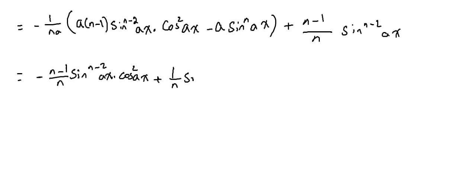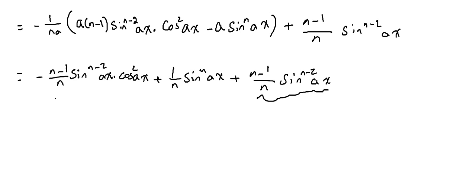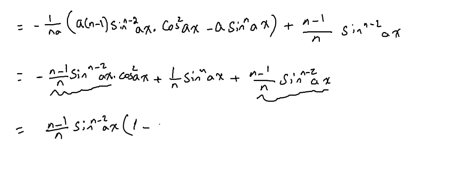Cancel, it's 1 over n sine to the power n ax, then plus n minus 1 over n sine to the power n minus 2 ax. We can factorize this with this one here, right? If we take n minus 1 over n sine to the power n minus 2 ax as a common factor, and divide this term over the common factor, it's 1, minus the other term divided by the common factor, it will be cosine squared ax plus 1 over n sine power n ax, right?